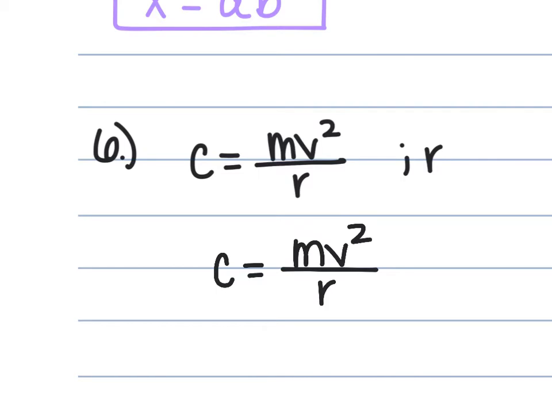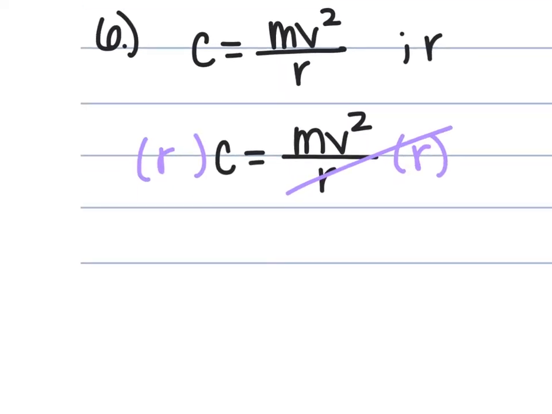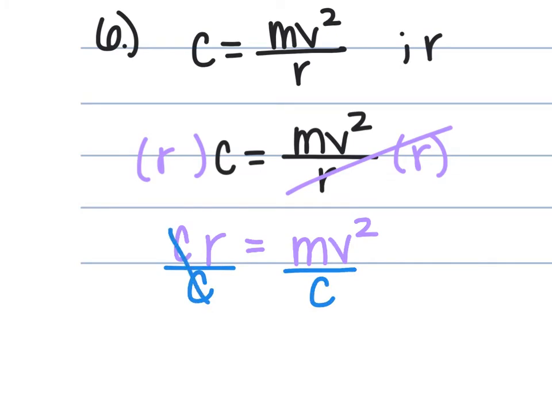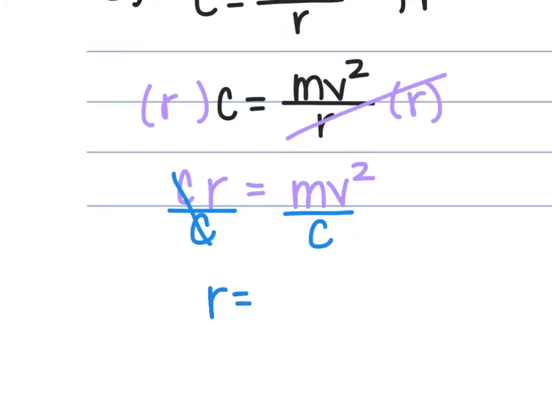Right now it's being divided by mv squared. So our first idea here is to get rid of that division, so we're going to multiply each side by that r. From there, you then have c times r is equal to m times v squared. Again, your whole idea is to get r by itself. Right now it's being multiplied by that c, so now just reverse that and divide each side by c to get r is equal to mv squared over c.